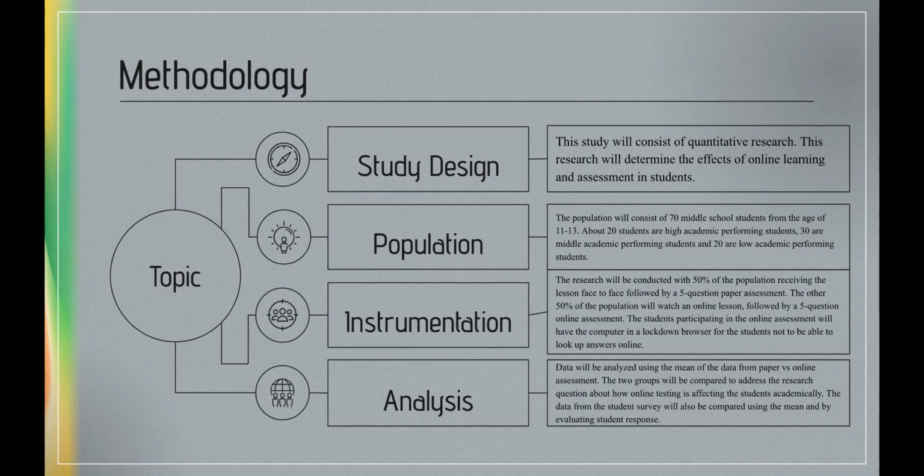The data will be analyzed by using the mean of the data from paper versus online assessment. The two groups will be compared to address the research question about how online testing is affecting the students academically. The data from the student survey will also be compared using the mean by evaluating the students' responses. The students will also get a survey that they can answer stating what they liked from the lesson delivery and what is something that the lesson can improve on.